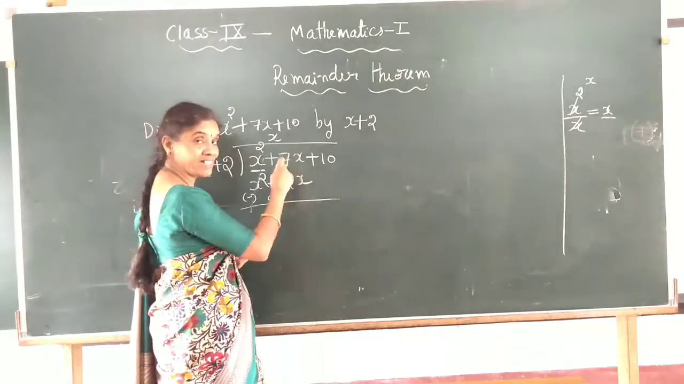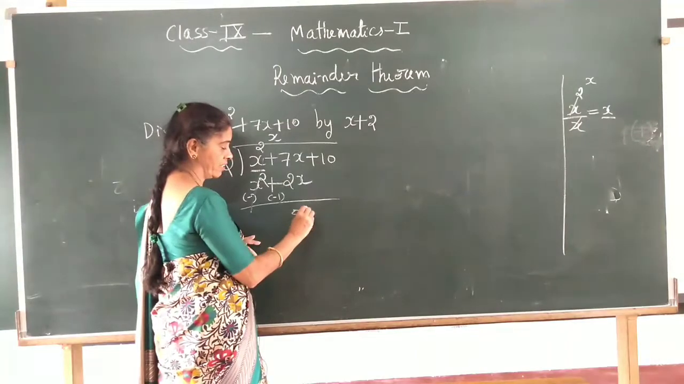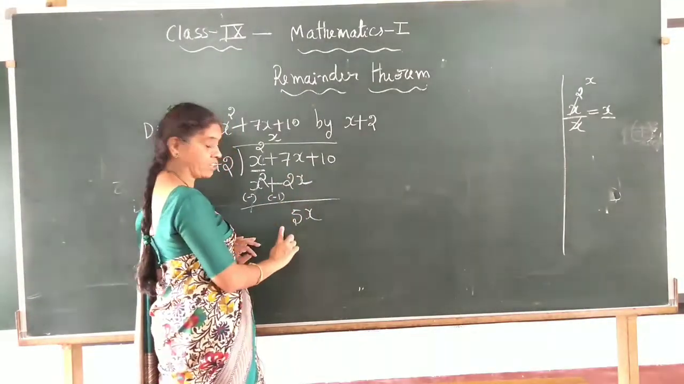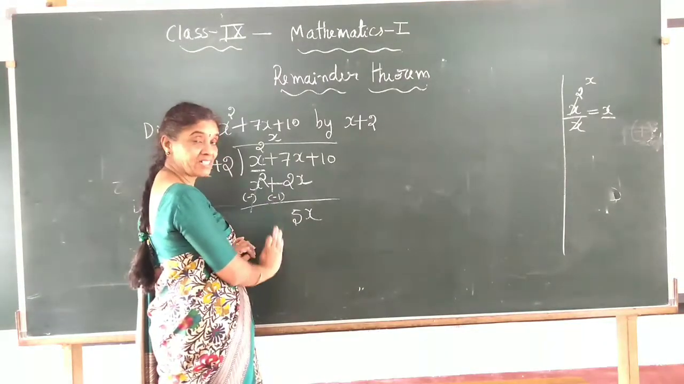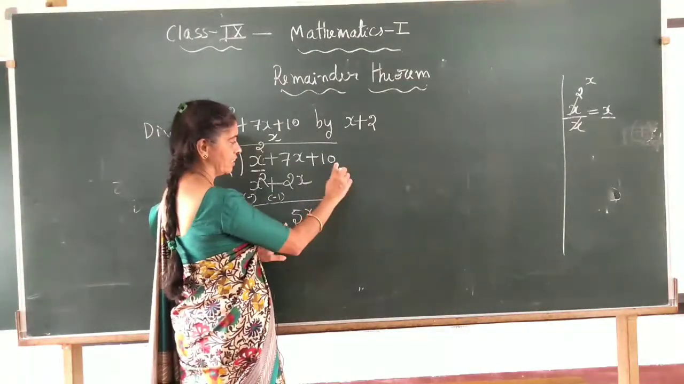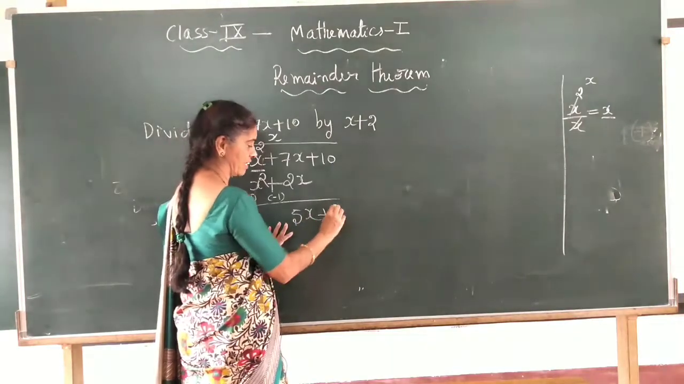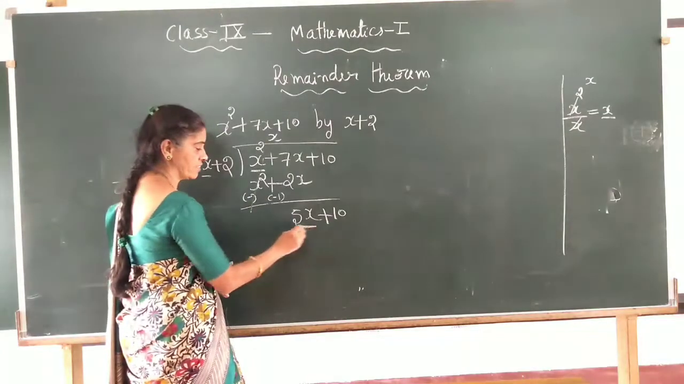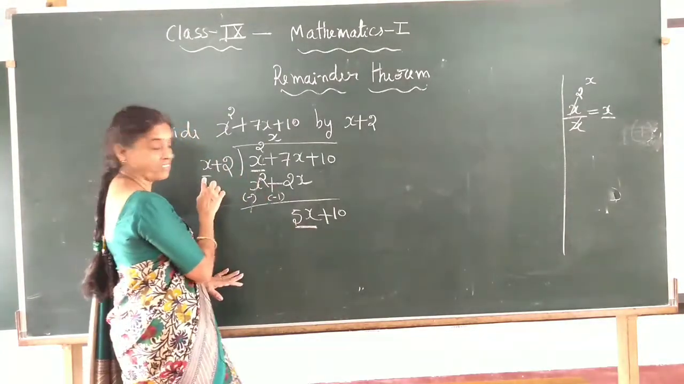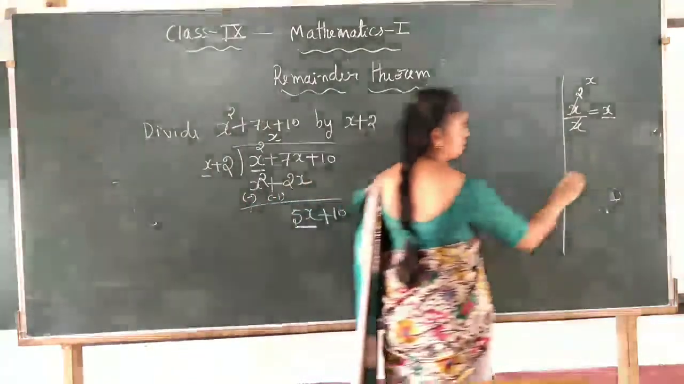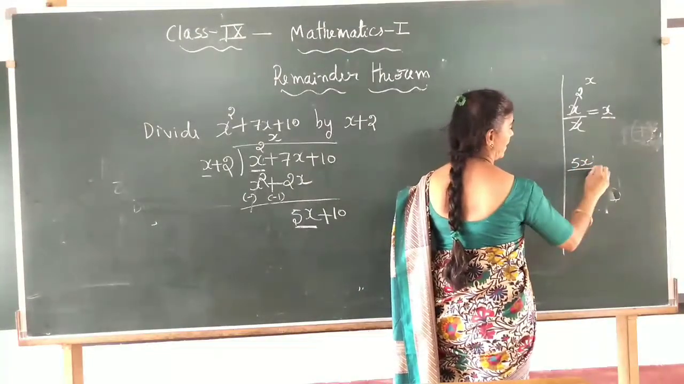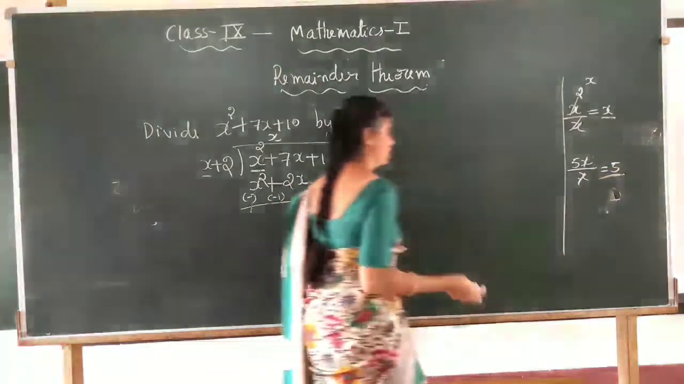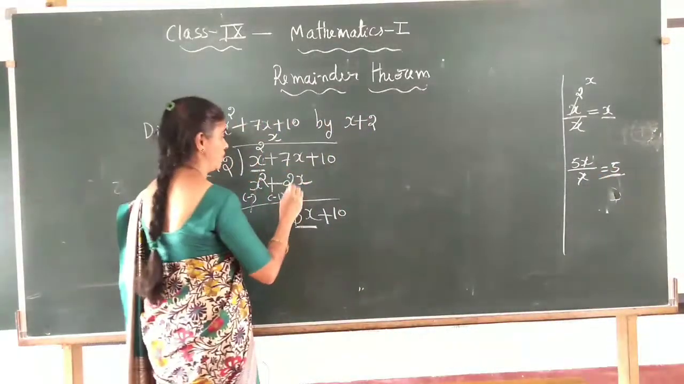What is the difference of 7 and 2? 5. So 5x, the bigger number is 7x so its sign is plus, but usually we won't write the plus sign for the first term. Then there is no number to subtract, write plus 10 as it is. Now take the first term and divide by x again. What is the first term? 5x. So 5x by x. x will cancel, we will get 5. No sign means it is plus 5.